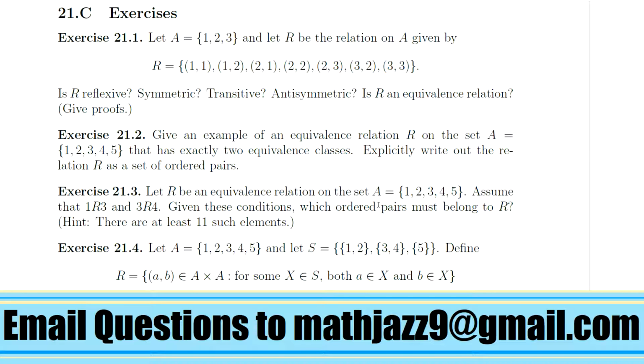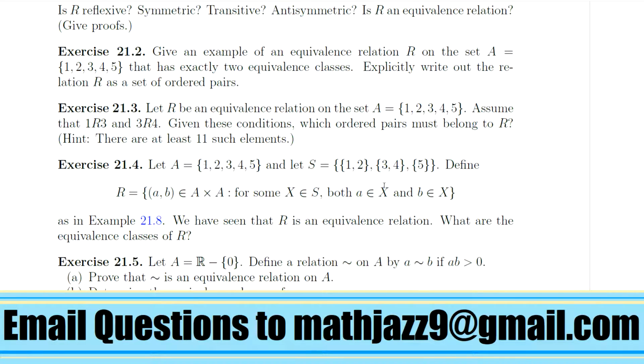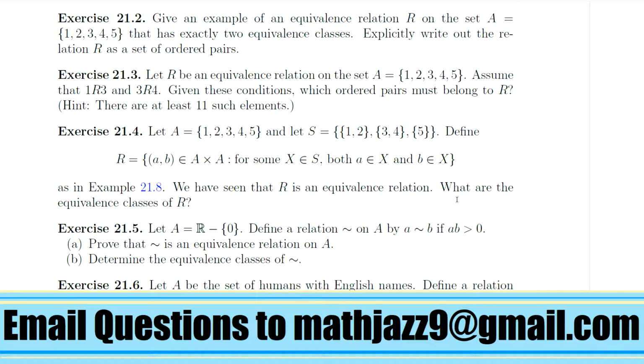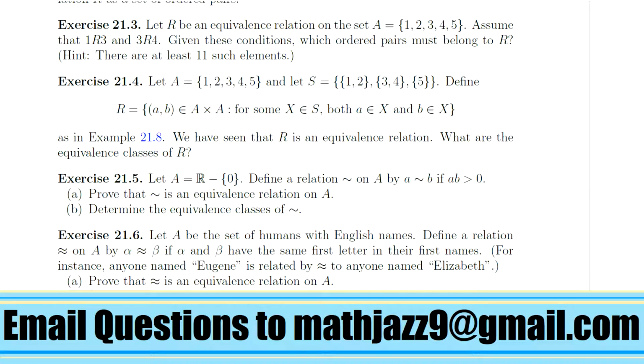Let R be an equivalence relation on the set {1, 2, 3, 4, 5}. Assume 1 is related to 3 and 3 is related to 4. Given these conditions, which ordered pairs must belong to R? There are at least 11 such elements. Okay, so let us figure out what those 11 elements have to be.